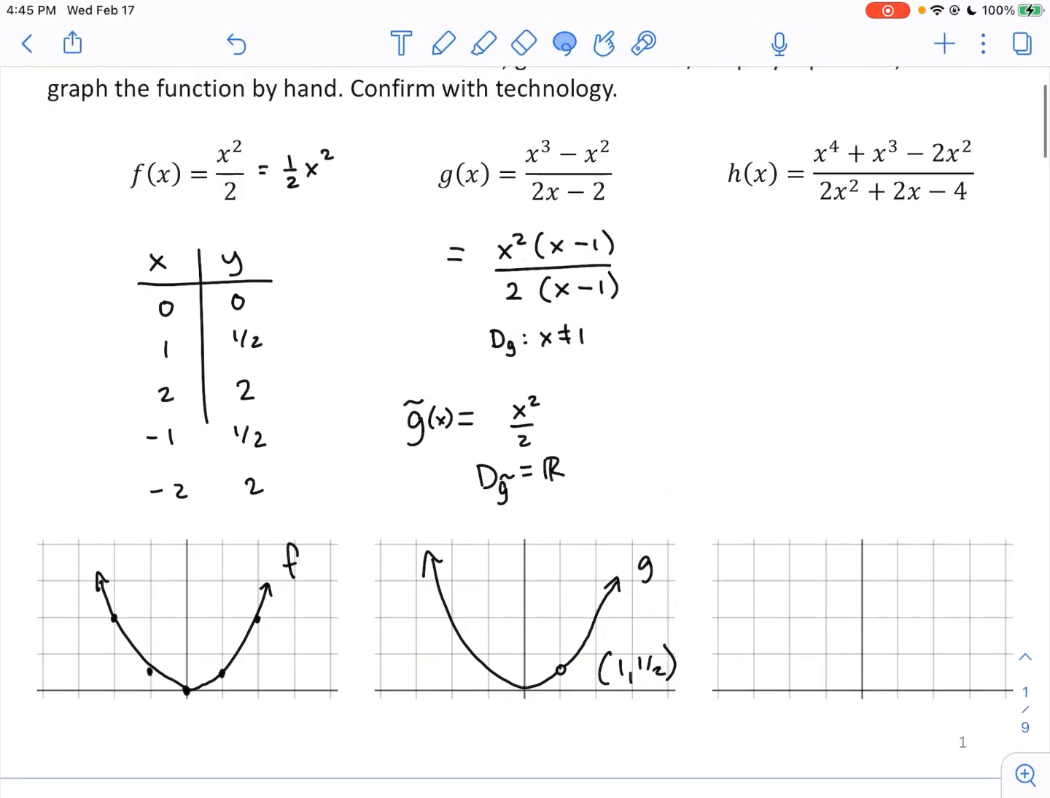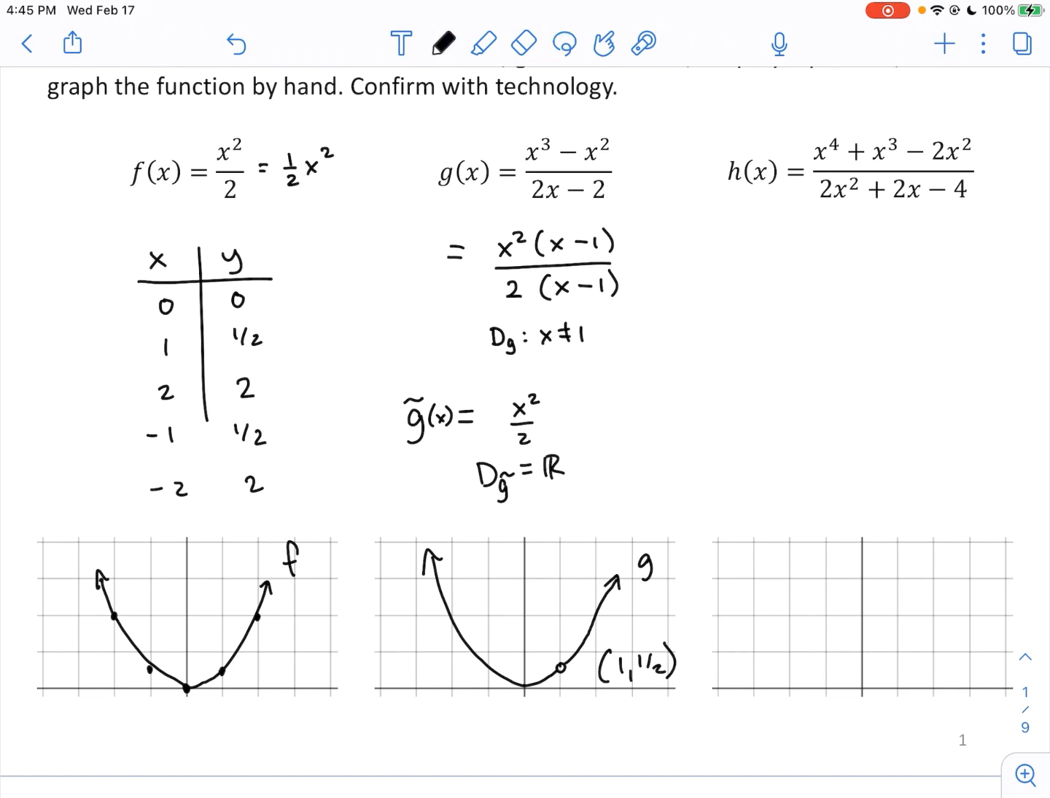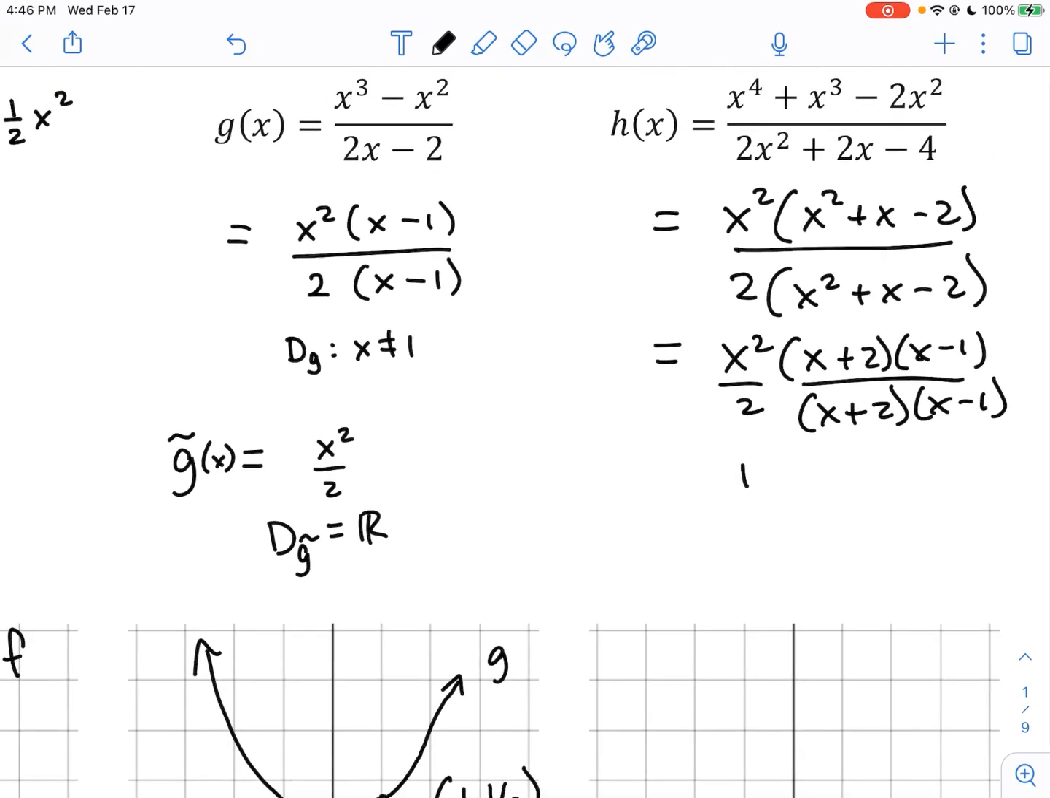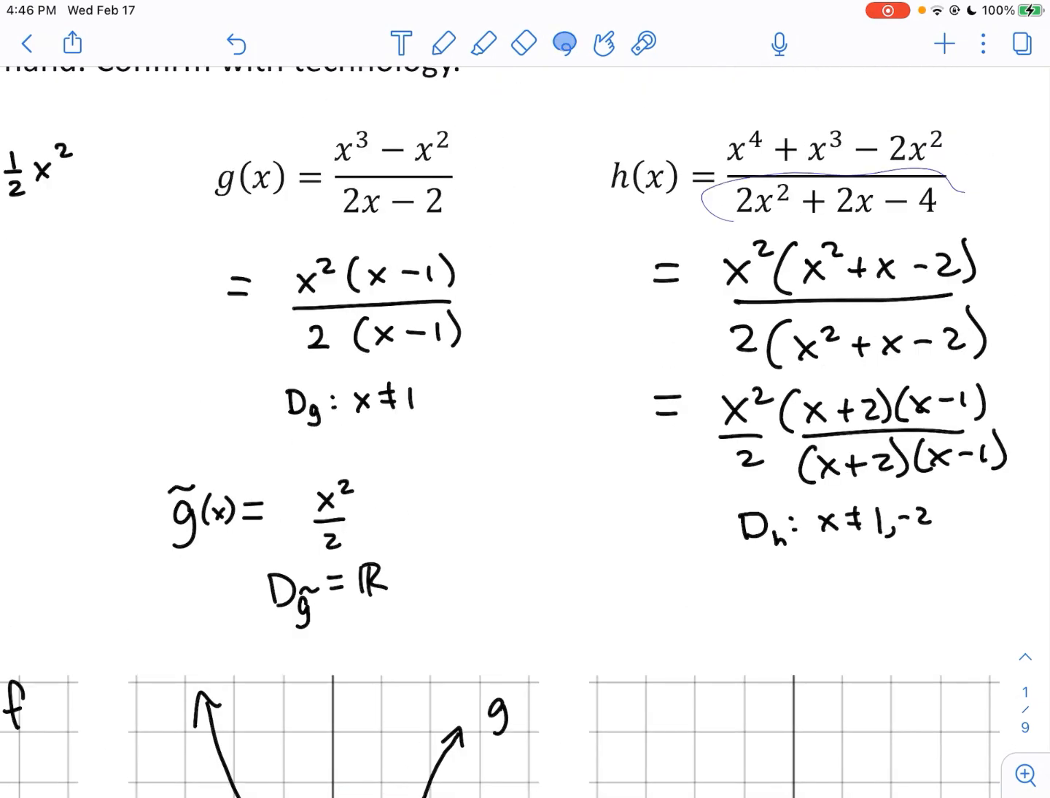The next function, h, looks even more chaotic, but watch what happens when you put this in factored form. So I can begin by factoring out x squared of the top. That leaves me x squared plus x minus 2. And the bottom I can factor out a 2. That leaves me x squared plus x minus 2. Now notice those are identical and can cancel. But I'm going to keep factoring anyway. That's going to be x plus 2 times x minus 1 over the same thing, because this helps me get the domain restriction. So we know the domain of the function h, x cannot be 1 or -2, because you're going to get a 0 down here.